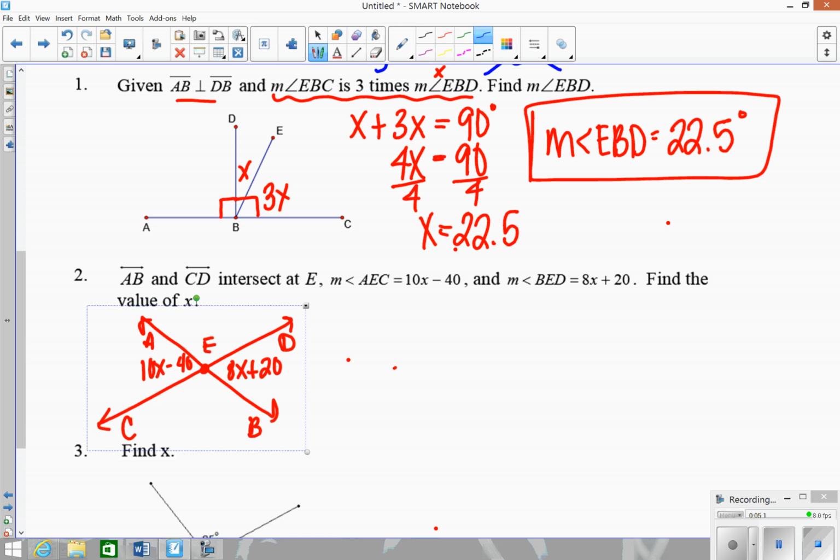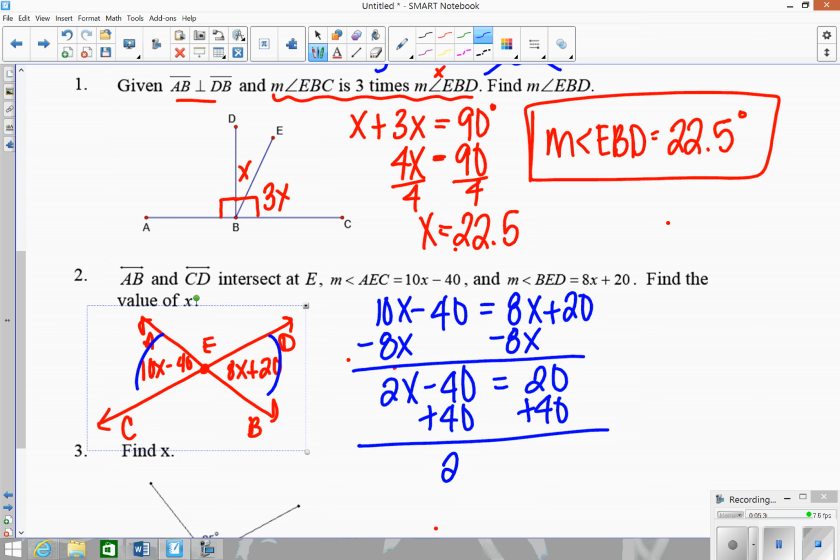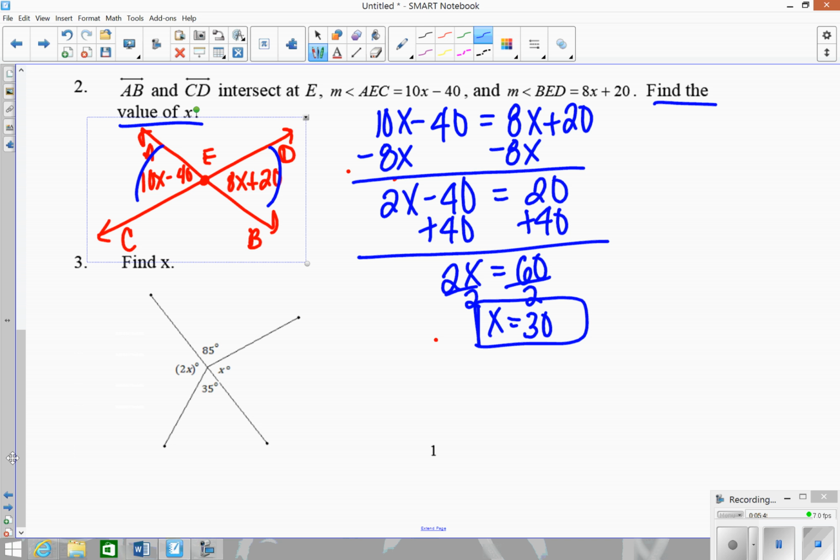So again, you're looking for what relationship. Well, these two angles are vertical angles, so they have to be congruent. So I can set them equal: 10x minus 40 equals 8x plus 20. Subtract 8x from both sides, so we get 2x minus 40 equals 20. Add 40, so 2x equals 60. Divide by 2, x equals 30. And then again, make sure you answer the question. Well, we did find the value of x. So that's it.